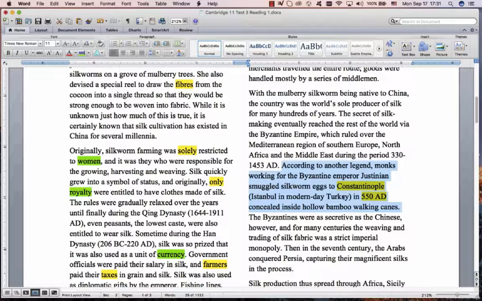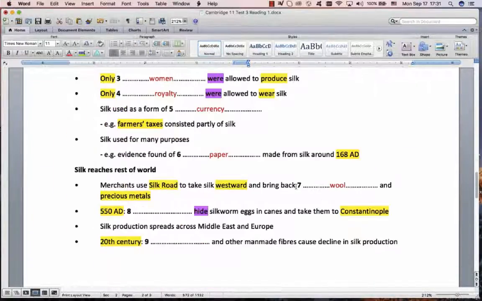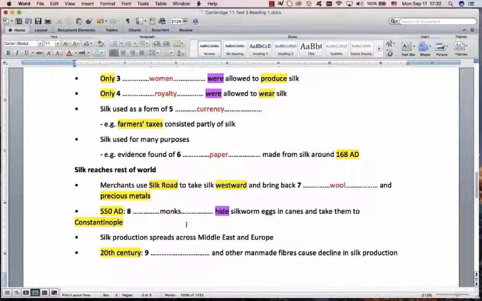Smuggled the eggs inside the canes. There's only one plural in that whole sentence that we don't use. Canes is in the question, eggs is in the question. There's only one other plural, and so it's monks. And so the grammar really, really helped you there. If you knew you were looking for a plural, then it became very easy. There was only one possibility.